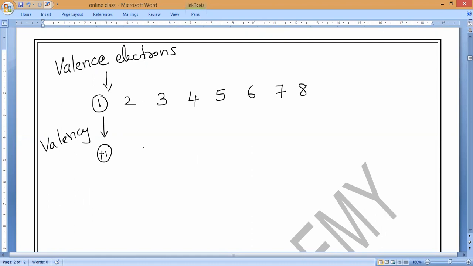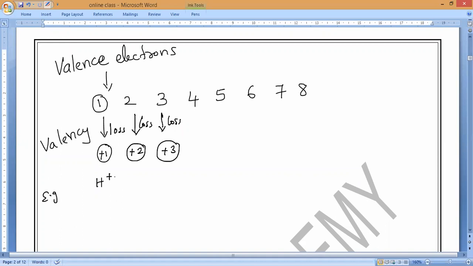So it will lose the electron. Understand? Now with 2 electrons, it will lose the 2 electrons and get a positive charge. And with 3 electrons, it will lose the 3 electrons and get 3 units of positive charge. For example, take hydrogen: hydrogen already has one electron, it will lose that electron and turn into H+.